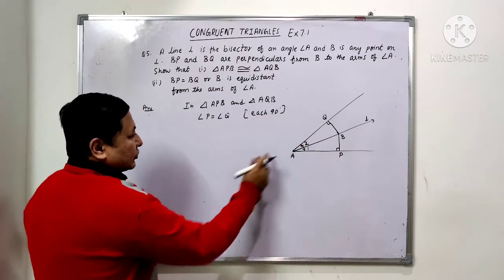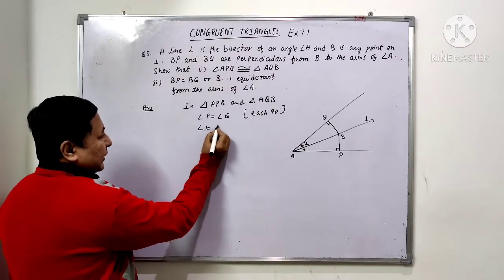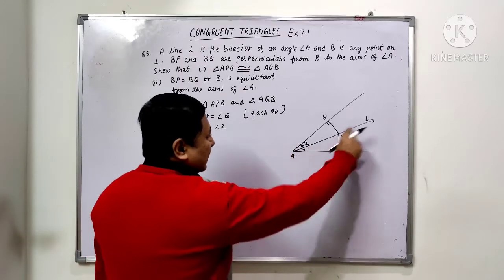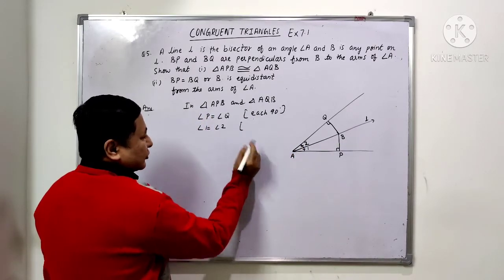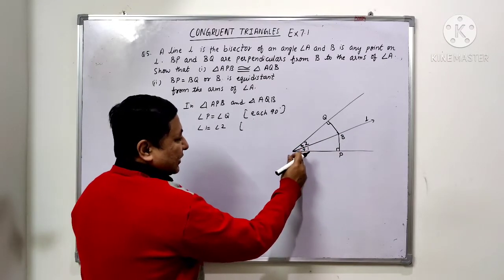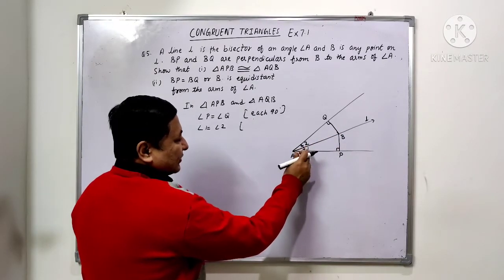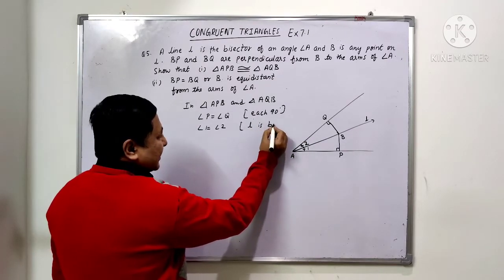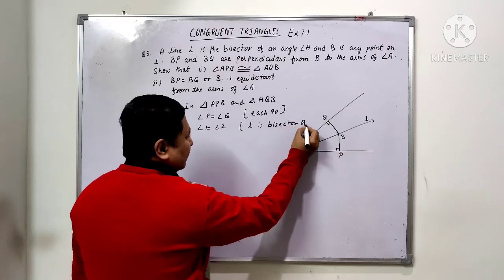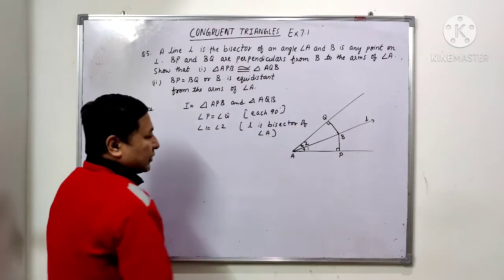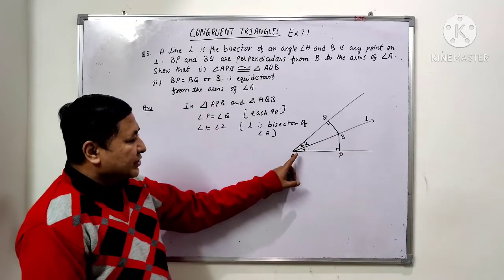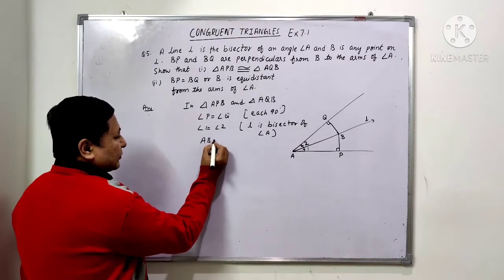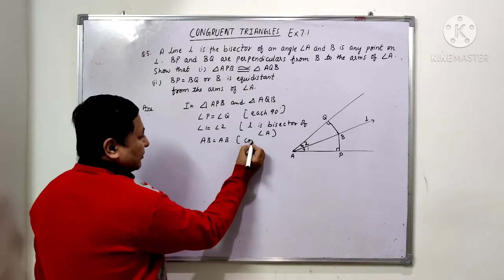And angle 1 and angle 2 are also equal. Angle 1 is equal to angle 2. They are equal because it is given in the question that line L is the bisector of angle A, making angle 1 and angle 2 equal. So the reason is L is the bisector of angle A. Now the third thing which is given is AB is common in both. So AB is equal to AB, that is common.